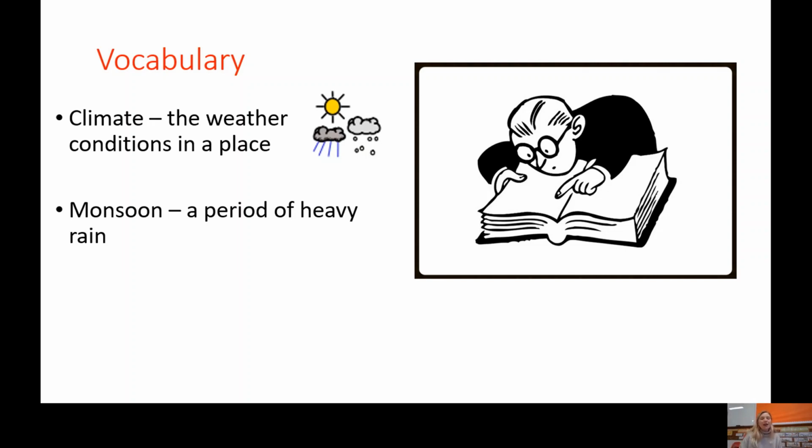Okay, our vocabulary today is climate. Now, climate is another word for weather and the kinds of weather that happen. So we might have a sunny climate, a snowy climate, or a rainy climate. We can have lots of different kinds, but climate means weather.